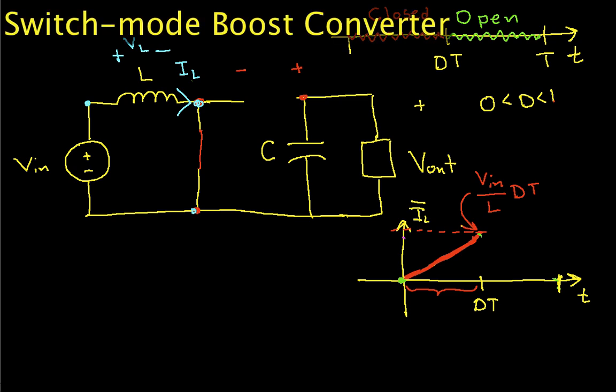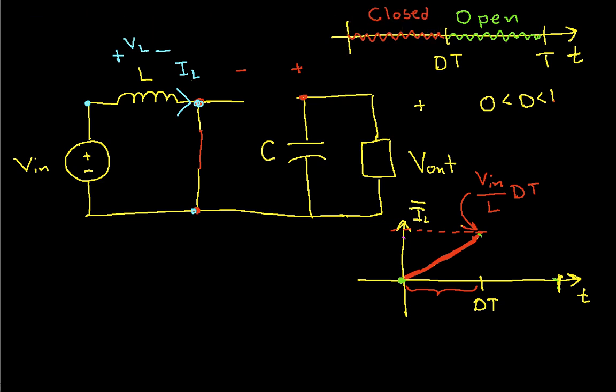Welcome to part 3 of the switched mode boost converter video. In parts 1 and 2 we introduced the idea of the switched mode boost converter. In part 2 particularly we started analyzing the circuit and we got to the point where we had discovered what the current would do when the switch in the circuit was closed. At this point we will figure out what will happen when we open the switch.